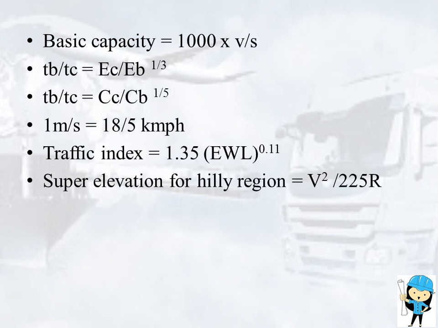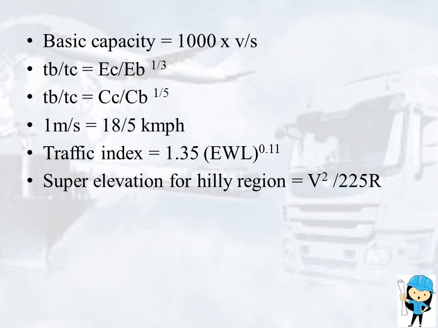Basic capacity is equal to 1000 into V divided by S. To find the TB and TC ratio, when EC and EB are given, TB by TC is equal to EC by EB power 1 by 3. In case CC and CB are given, then TB by TC is equal to CC divided by CB power 1 by 5. This is the difference.